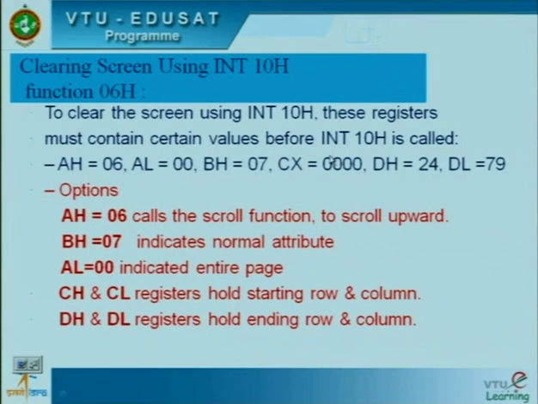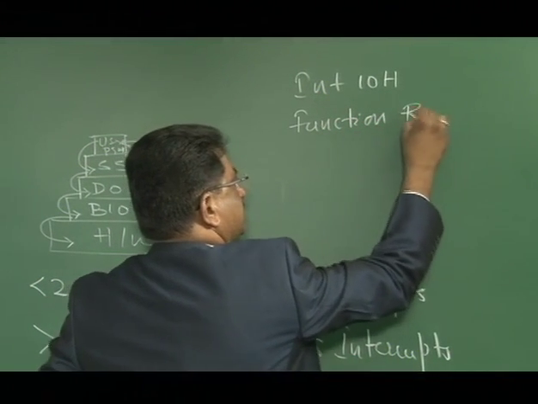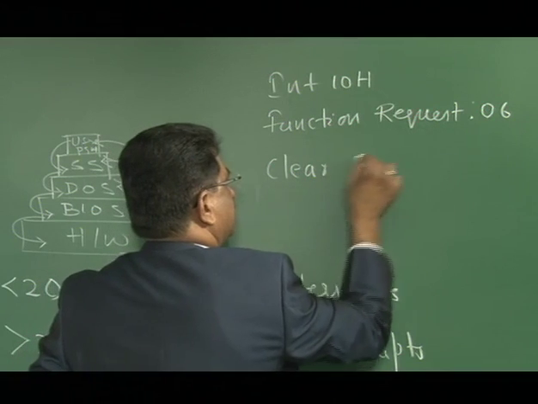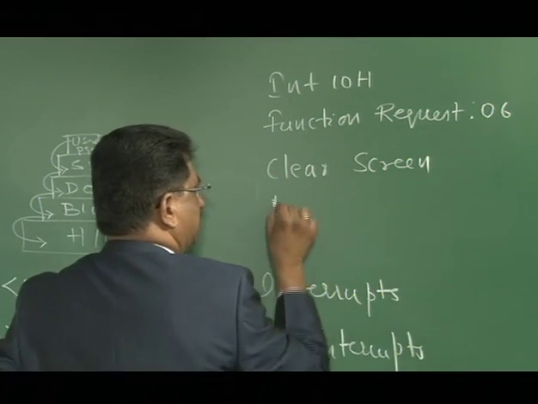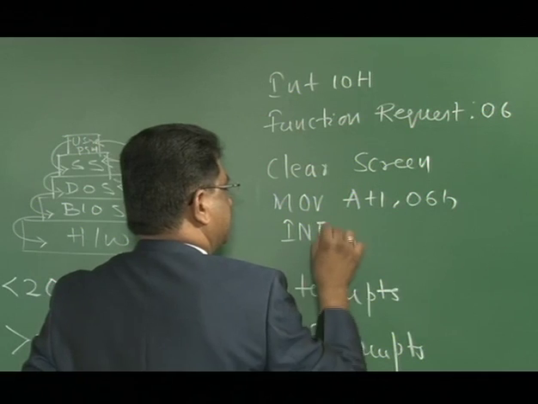Now here is a very good example. To clear the screen using INT 10h, we need to follow certain rules and regulations, or the predefined registers have to be used and loaded with appropriate values. For example, when I call INT 10h with AH equal to 06h, the INT 10h function request 06H is used for clear screen. It is nothing but MOV AH, 06H, INT 10H.